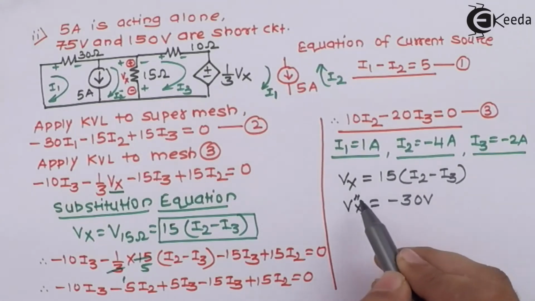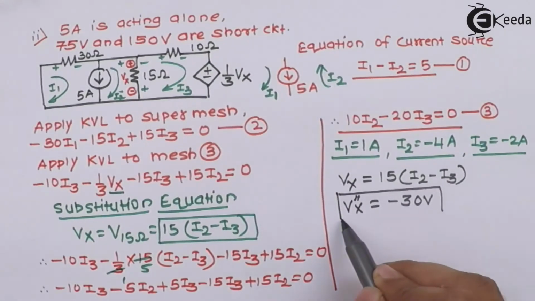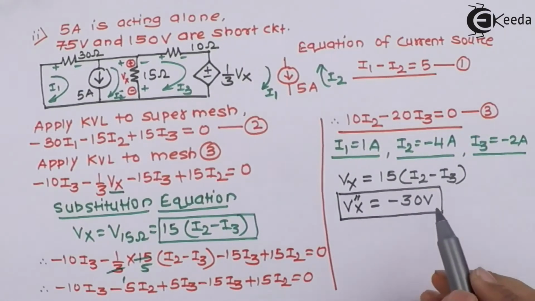This is because of the second source. So Vx double dash is the suffix I use to denote this answer. So analysis for 5 ampere is over for this superposition theorem problem. Let's go ahead with the 150 volt voltage source.